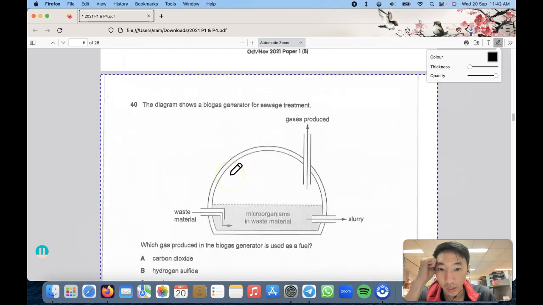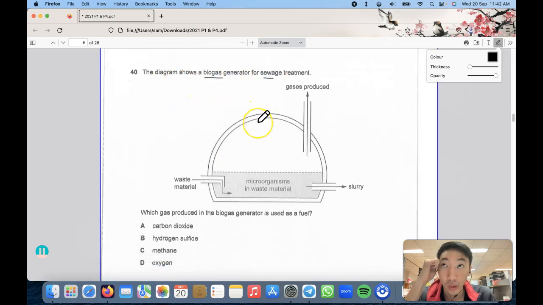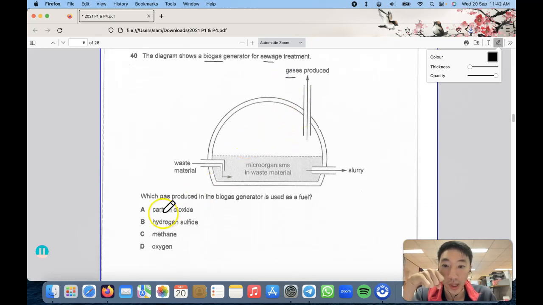Okay, question 40. There's a biogas generator doing sewage. In our sewage treatment plant, one of the good things it can do is that besides breaking down the harmful products in the sewage, it can actually turn these harmful products into useful products. One of these gases is called methane. Which gas is produced in the biogas generator and used as fuel?